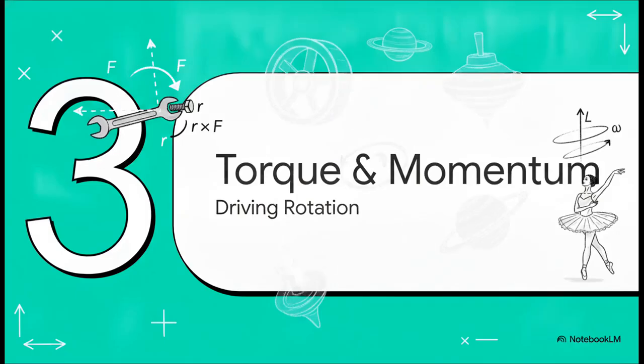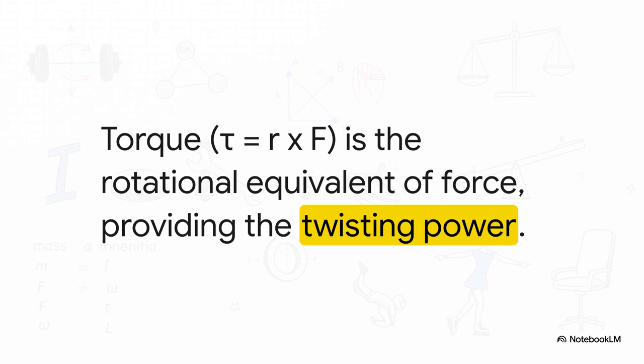Section 3. Torque and angular momentum. Equipped with the cross product, we're ready to define the actual physical quantities driving rotational motion. Torque is essentially the rotational equivalent of force. It's calculated by taking the cross product of the position vector, r, and the force vector, F.